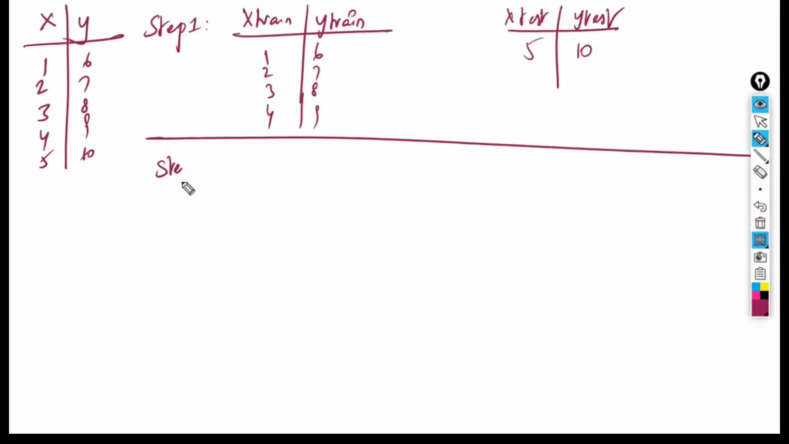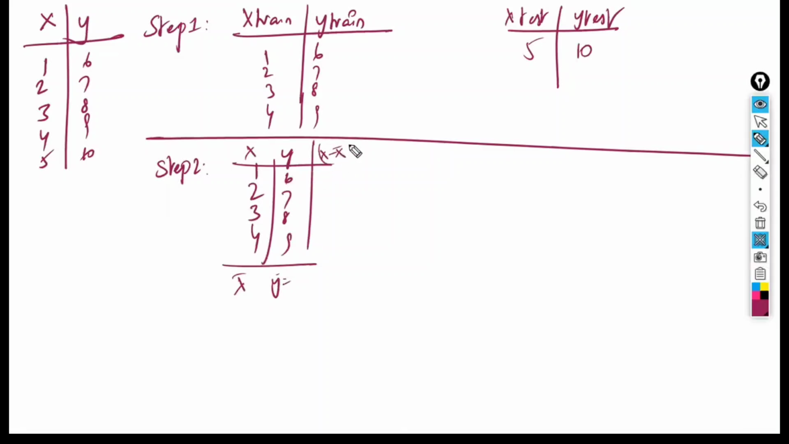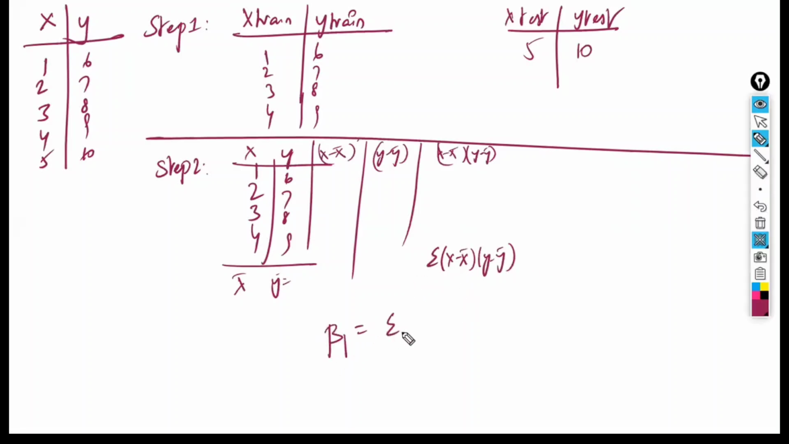Next, step number 2. What is step number 2? Apply the algorithm on the train data. That is this one. Assume this is the only data with you. Forget about 5, it is not there. Now for this data, you have to calculate accordingly. That is the average value: X bar you have to calculate, Y bar you have to calculate. X minus X bar, next one is Y minus Y bar. Next one is X minus X bar into Y minus Y bar. After that, you have to do the sum of X minus X bar into Y minus Y bar. And from that, you calculate beta naught is equal to sigma of X minus X bar into Y minus Y bar divided by summation of X minus X bar whole square.